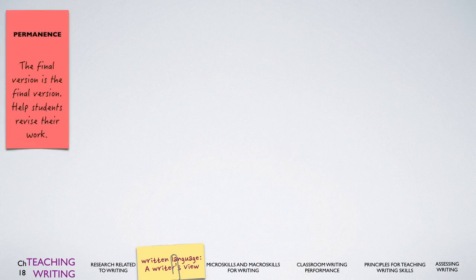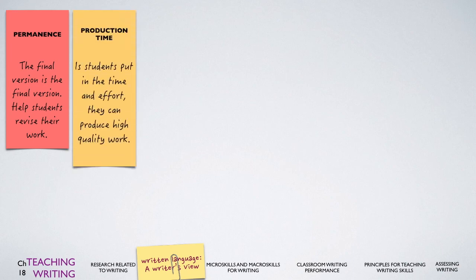In the previous chapter, we looked at the characteristics of writing from the reader's perspective. Now, let's look at the issues from the writer's perspective. So because writing is permanent, it can be a little scary. Once it is completed in its final form, you can't change it. As teachers, we need to help students revise over and over again before the final submission. In comparison to speaking, though, students do have a lot more time to produce their compositions. So if they put in the time and effort, they can come up with some really high-quality pieces of writing.